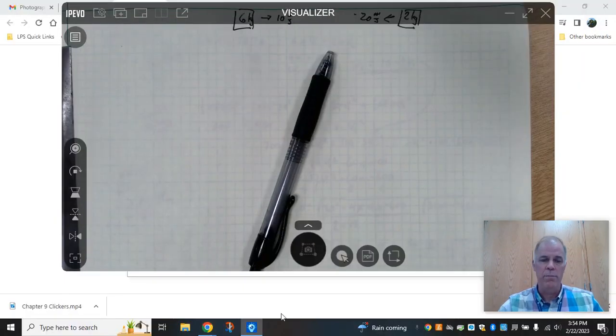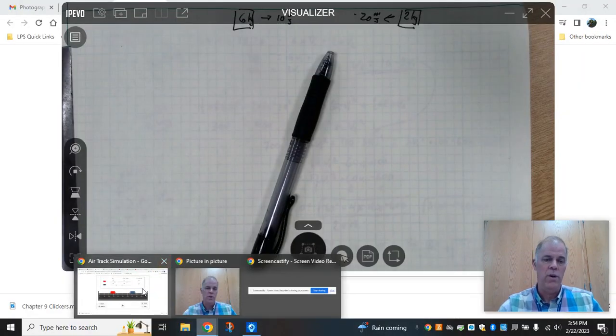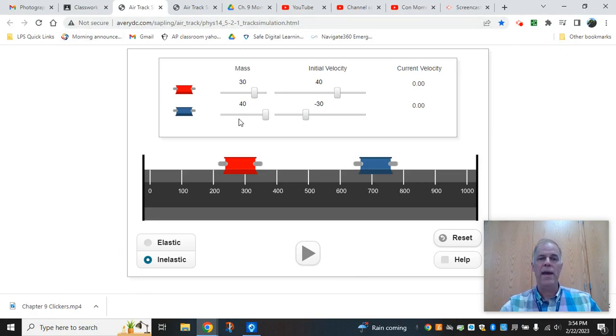I'm going to reduce this a little bit, and I'm going to start by showing you our air track simulators that we had before. So I have this one set up for an inelastic collision. So they're going to stick together, and I have the red mass of 30 going at a speed of 40, and the blue mass of 40 going at a speed of negative 30. So we have some symmetry here. Mass of 30 going speed 40, mass of 40 going speed 30 in the opposite direction. They're going to hit and stick.